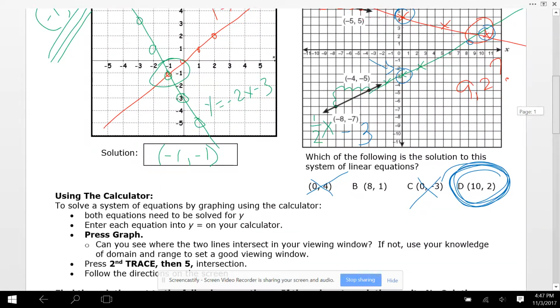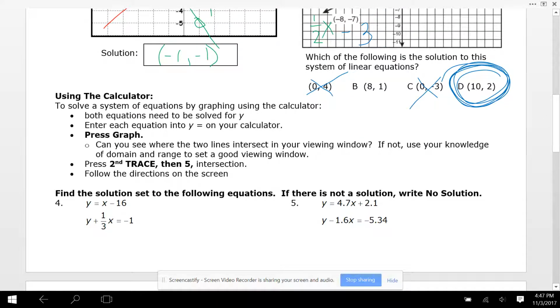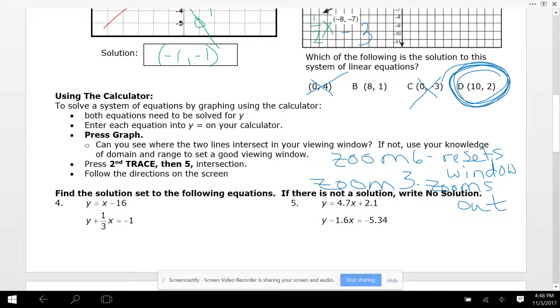Alrighty. So using a calculator, we've just done all this. Things to remember are Zoom 6 resets your window for the graph, and Zoom 3 zooms out. So if you need to see more of your graph, Zoom 3. Okay, so let's go back and finish. Let's see if we can find our solutions for 4 and 5.